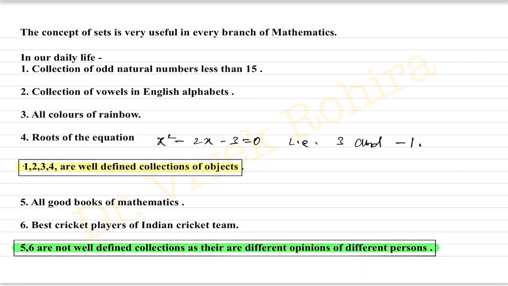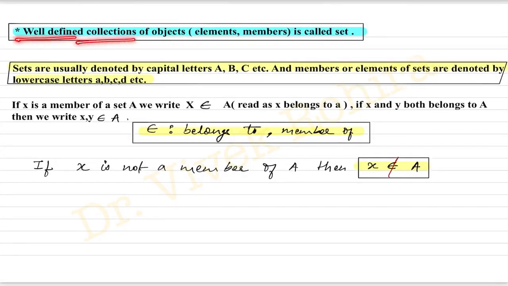But in example number 5 and 6, all good books of mathematics, the best cricket players of the Indian cricket team, are not well defined collections because there are different opinions of different persons. So these are not well defined collections. So a well defined collection of objects, which are also known as elements or members, is called a set. So whenever we discuss sets, we discuss well defined collections of objects.